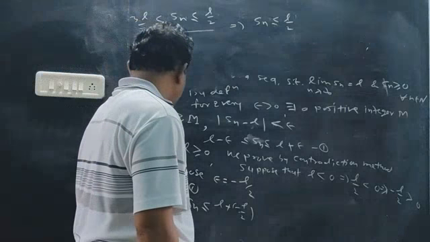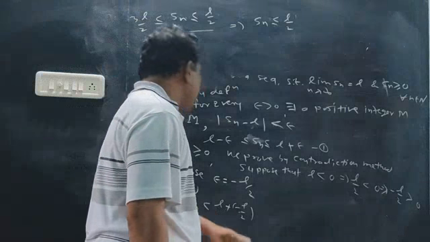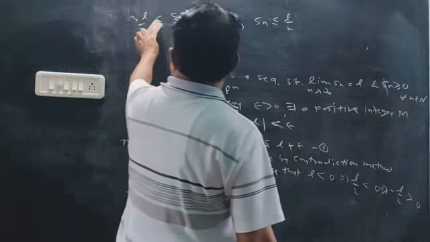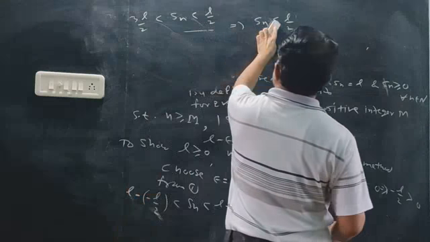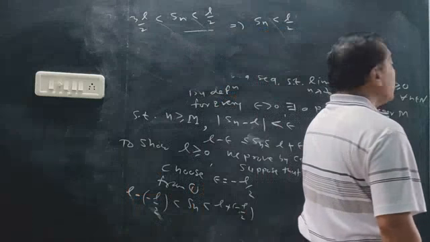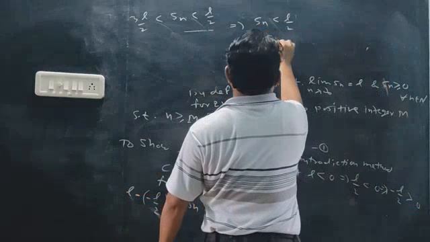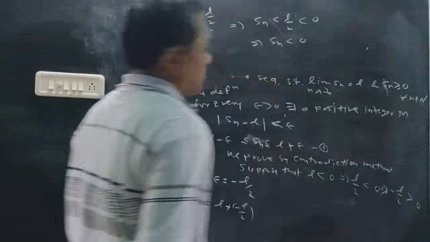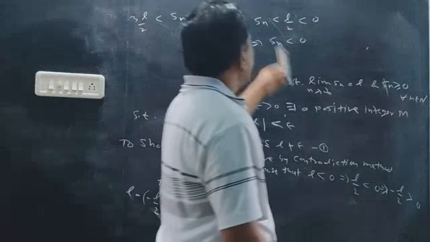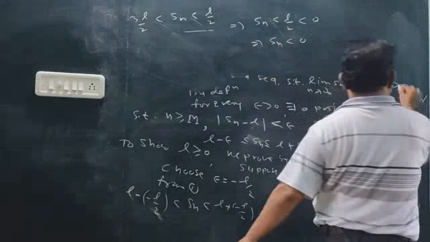What is strictly also lie between. So Sn lies between. So Sn is less than L by 2, and L by 2 is negative. That means Sn will be negative, less than 0. So Sn will be negative, which is a contradiction.